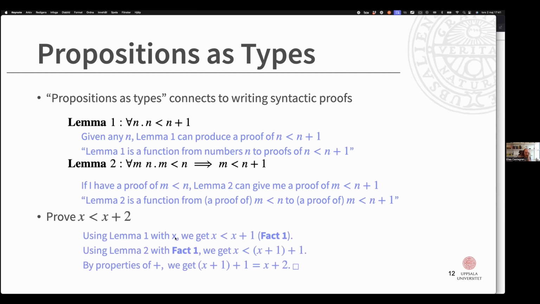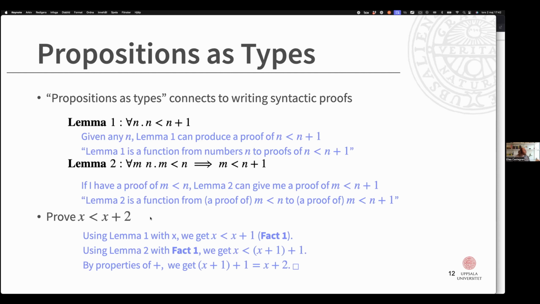Using lemma 1 with x, we get x is smaller than x plus 1. Let's call that fact 1. And by using lemma 2 with fact 1, so we know that x is smaller than x plus 1, we use lemma 2, then it must be the case that x is smaller than x plus 1 plus 1. And by some properties of plus, we get that x plus 1 plus 1 is x plus 2, and then we've proven the thing that we needed to prove.